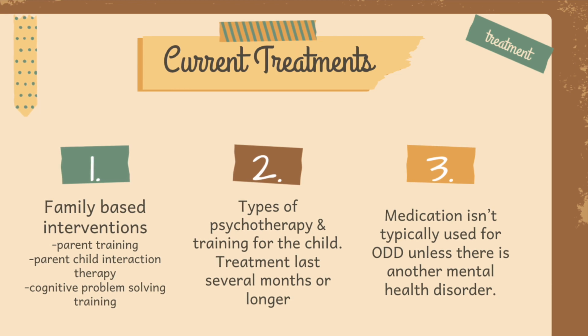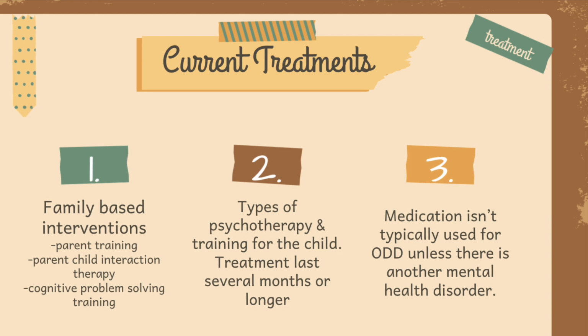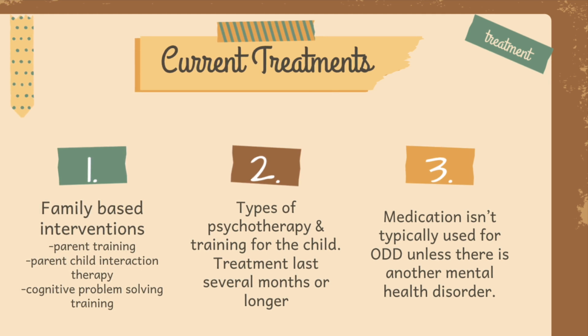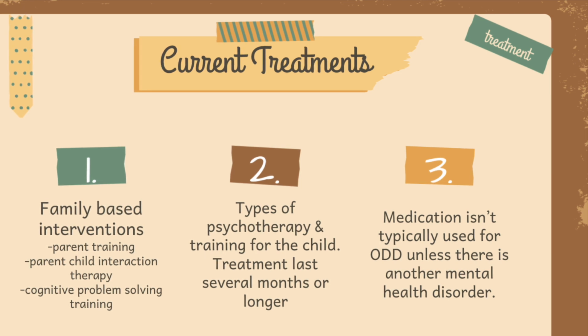The second type of treatment is types of psychotherapy and training for the child. This is treatment that can last for several months, possibly longer. And the third isn't necessarily a treatment, but medication is not used for ODD unless it is paired up with another mental health disorder.